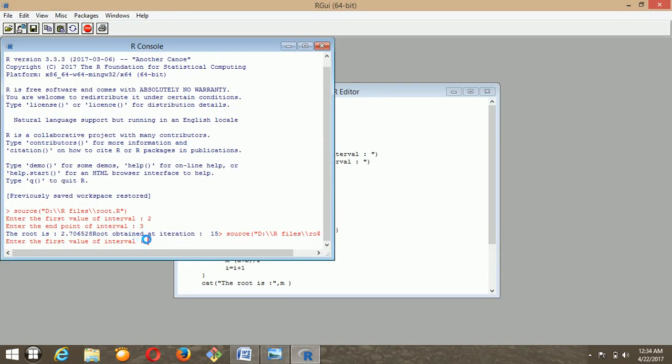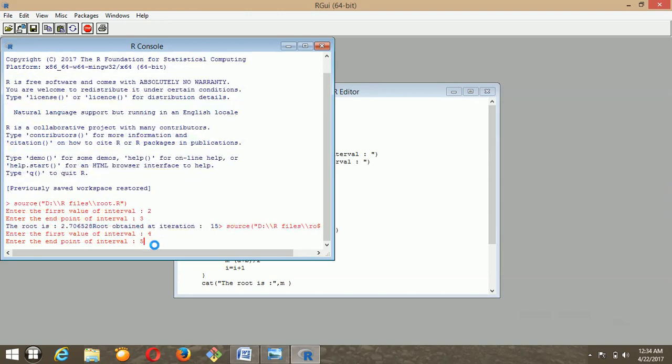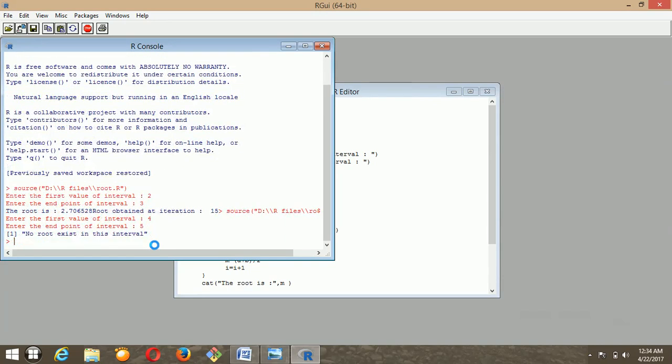If I change the interval, say I am taking 4 and 5 as the interval, then it shows that no root exists in this interval. That is, between 4 and 5 there is no available root. This was all about the bisection method.